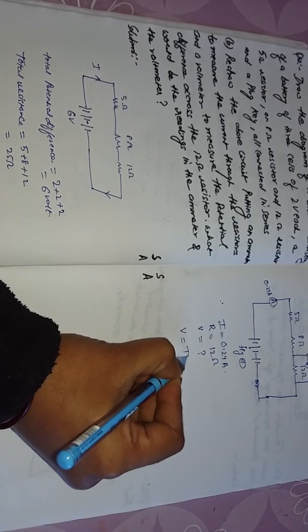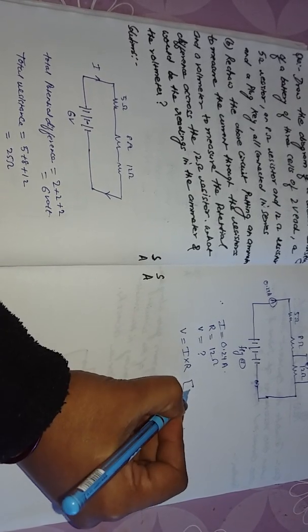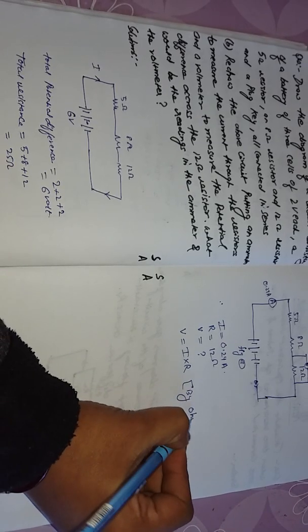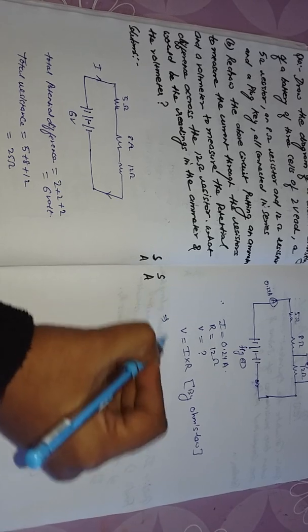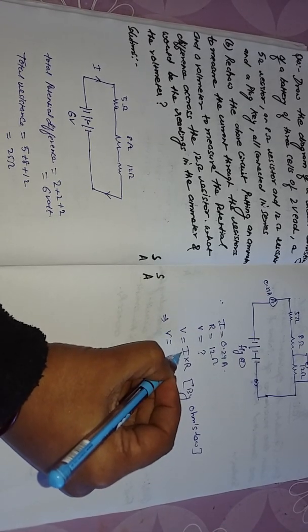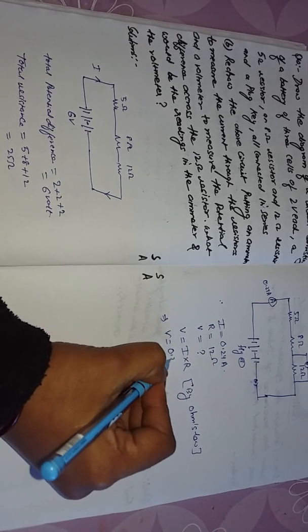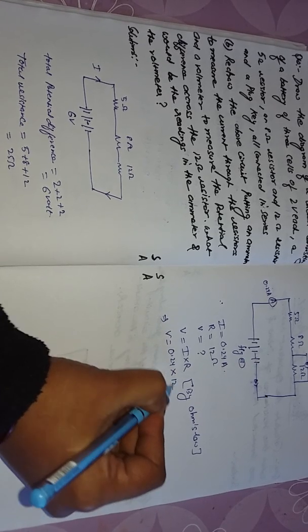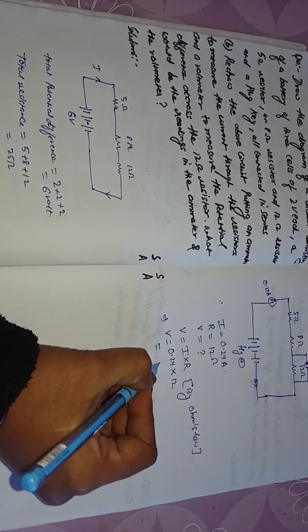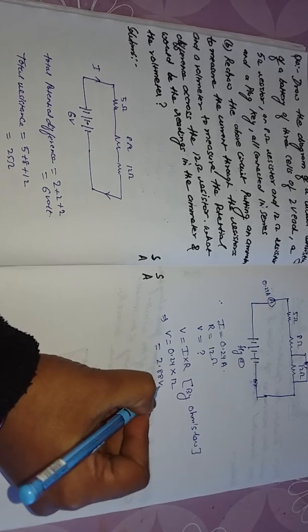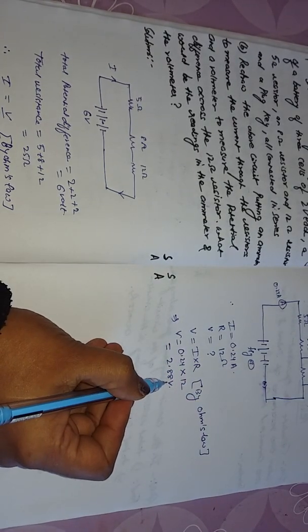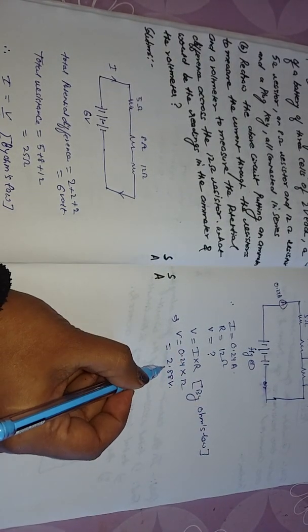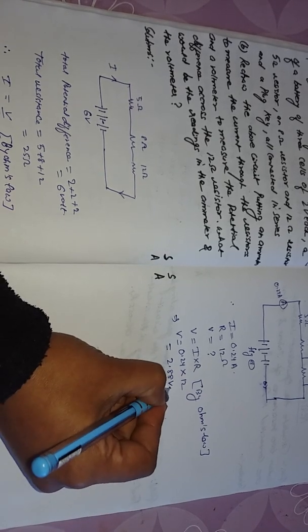Therefore V equal to I into R by Ohm's law. Implies that V equal to I R. Here the current is 0.24 and the resistance is 12 ohm. That will be equal to 2.88 volt. Hence the potential difference across the 12 ohm resistor is 2.88 volt and the reading of the voltmeter is also 2.88 volt.